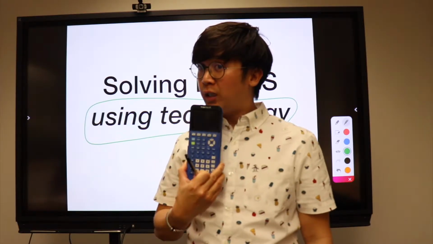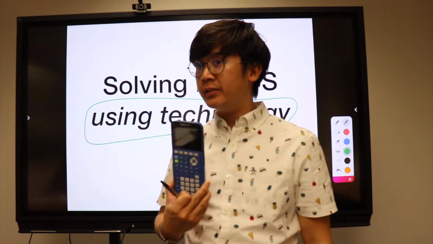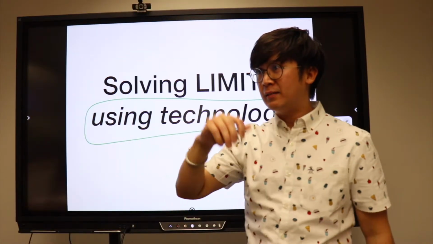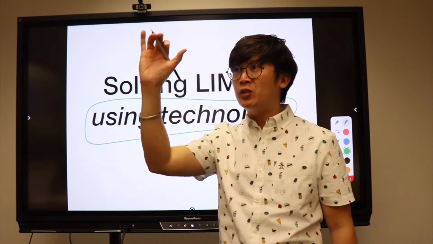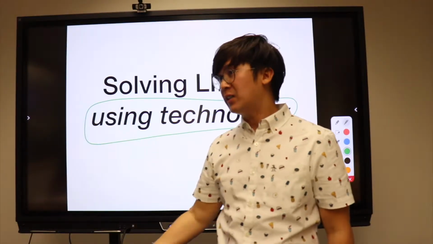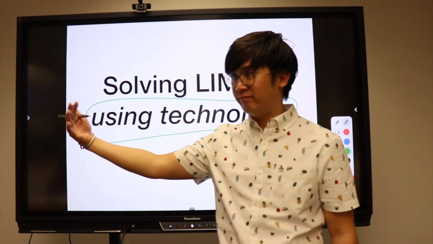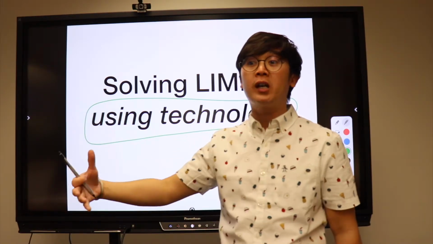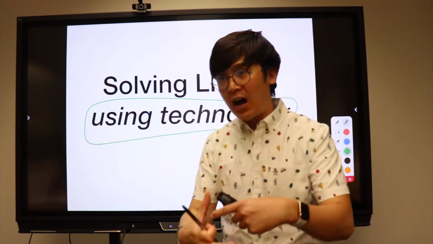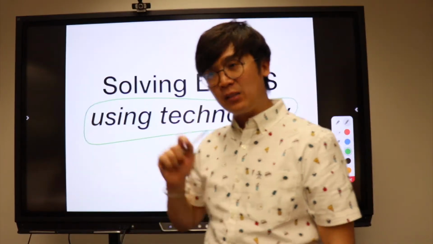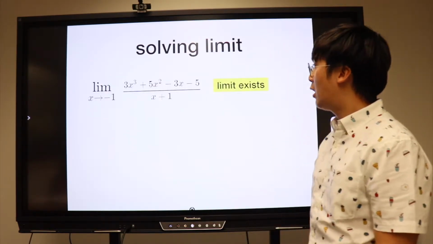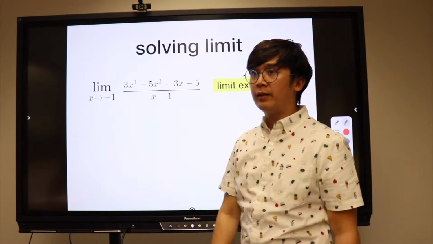And the reason why you need to know how to use your calculators is because in mathematics, it's not all about knowing how to do intricate processes by hand. Sometimes we need technology. That's why we have cell phones. That's why we have all these technologies right now. It's the product of the tedious process that we can simplify using this. And that's what we're going to do. We're going to be using our TI-84 to solve this limit that we know exists.